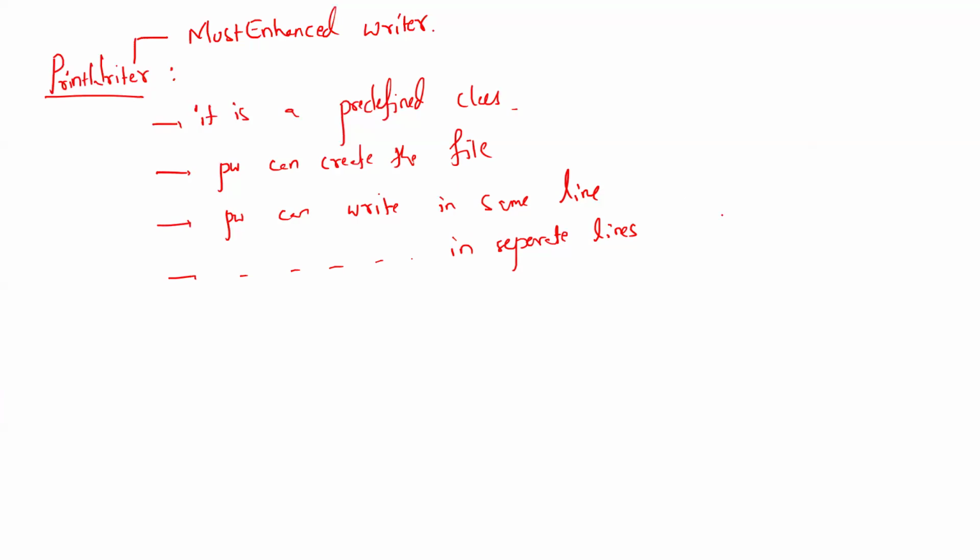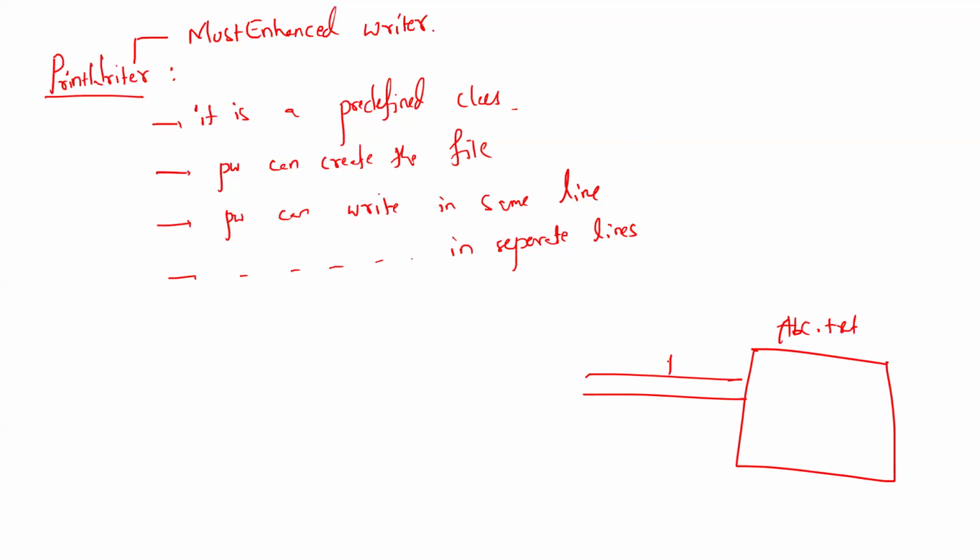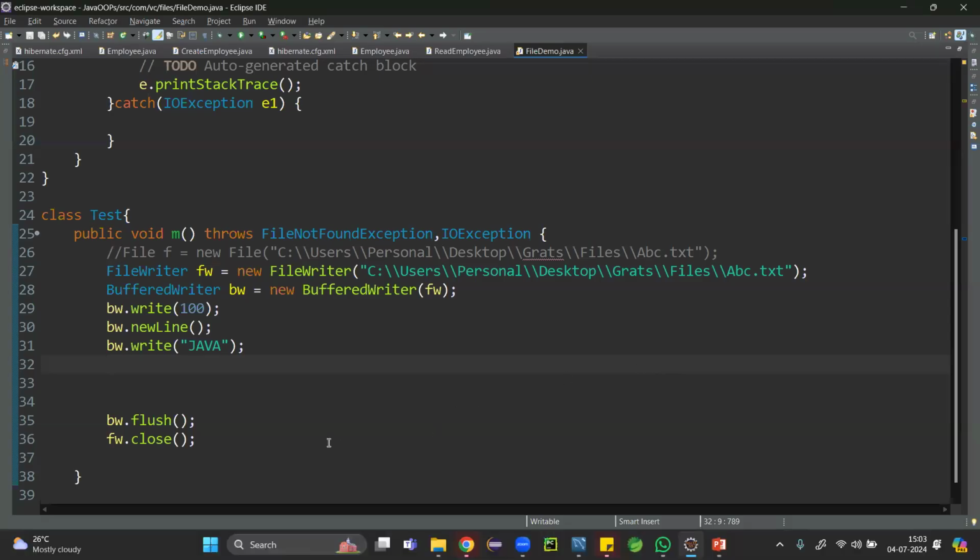Then we will see the syntax directly. Since it can communicate with a text file, say for example abc.txt, only a PrintWriter object is enough. That's it. No need of File, no need of FileWriter, no need of BufferedWriter. It can do all the jobs on its own. It doesn't need any dependency. Okay. That we will see in the same code.